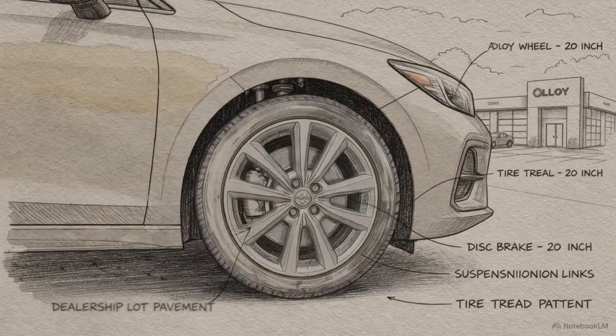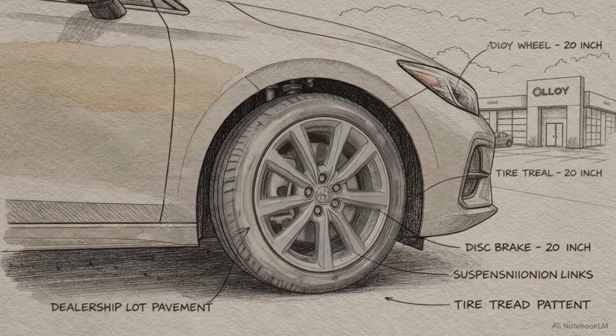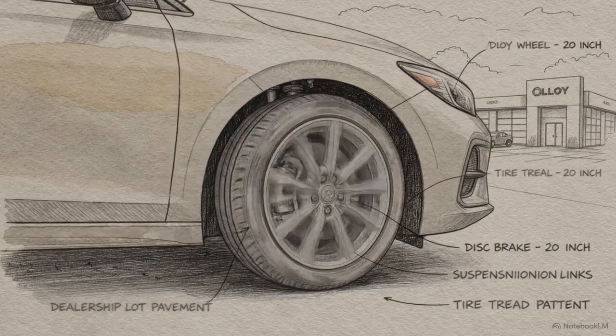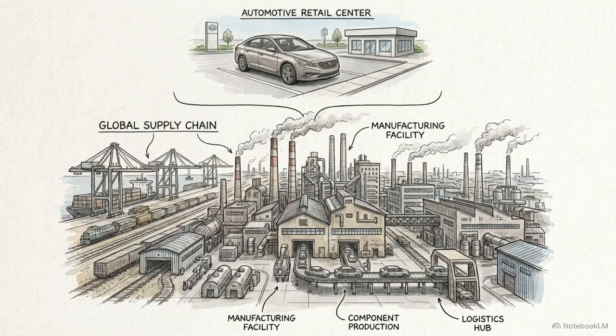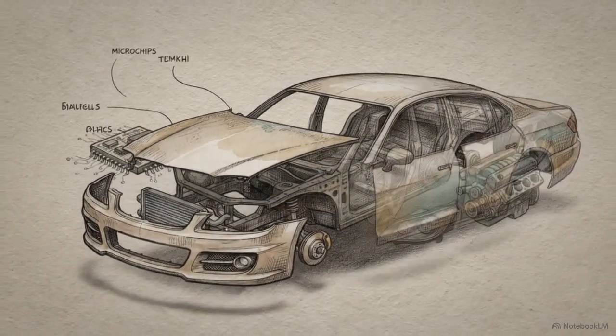A customer takes the keys, puts the car in drive, and pulls off the dealer lot. This retail transaction represents the conclusion of a consumer journey, but it accounts for only a fraction of the total economic activity required to place that vehicle on the lot. Behind the finished product lies a universe of industrial transactions.